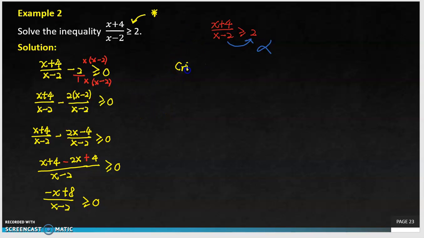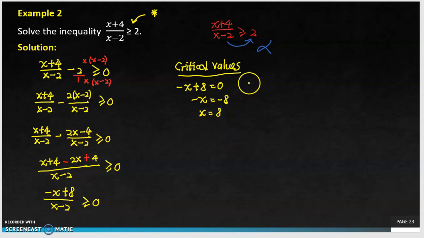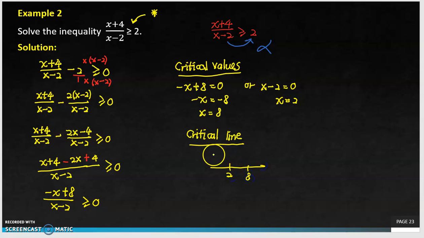So, critical values. Let the numerator and denominator equal to 0. Negative x plus 8 is equals to 0, negative x is equals to negative 8, x is equals to positive 8. Or x minus 2 is equals to 0, x is equals to 2. So for the critical line, we have the values of 2 and 8. Therefore, we need 3 intervals.